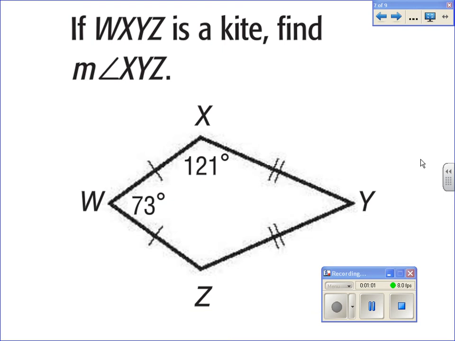Okay, if WXYZ is a kite, find the measure of angle XYZ. Let's first mark that angle. Remember, in the 3-letter name for angles, Y is the vertex of the angle. So XYZ is at Y. So I'm looking for what would be the bottom of the kite if this thing was rotated 90 degrees.